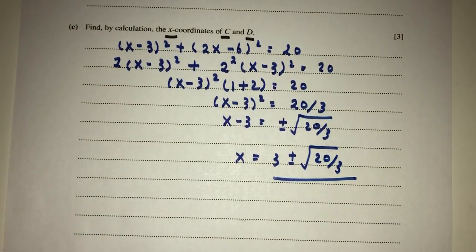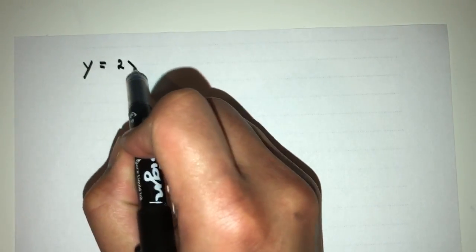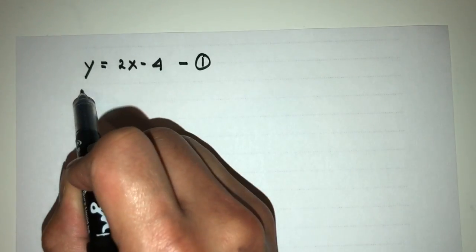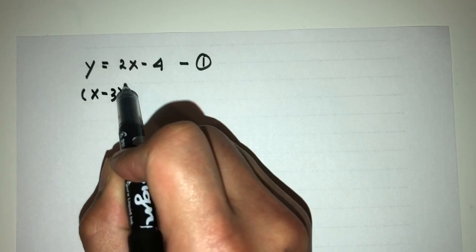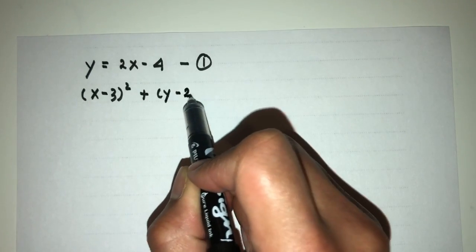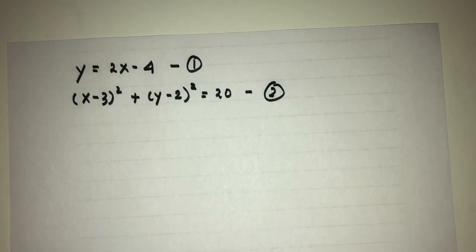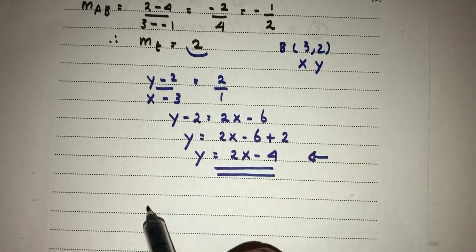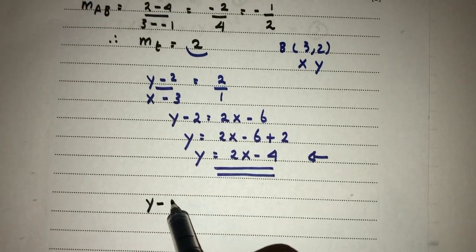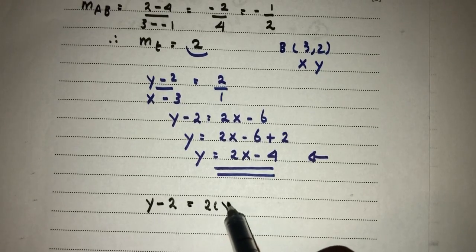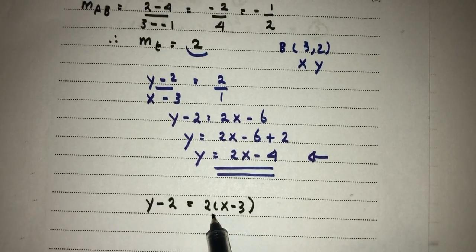So maybe let me check, because I did not receive an exact value. I can double check if I have the right answer or not. Let me try again. The idea here is that y equals 2x minus 4 is my tangent, and the circle is (x minus 3) squared plus (y minus 2) squared equals 20. Let me also check if my tangent is right or not. If I cross multiply, I have y minus 2 is equal to 2 times (x minus 3). I can just make this the subject here.